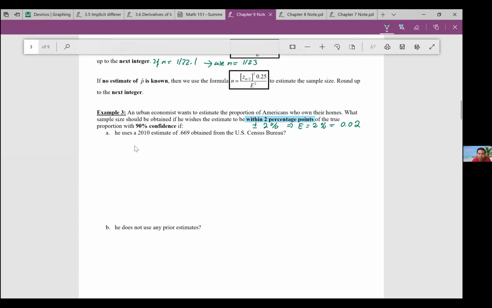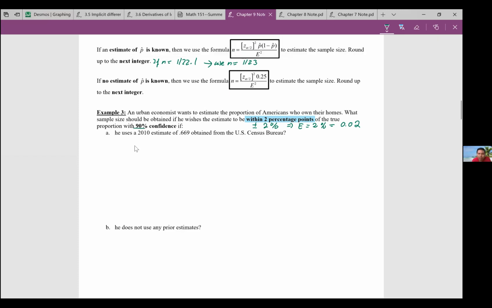And then we have 90% confidence. So why do we need that? Well, we need that because we have to find Z, right? So that's the only reason we need 90% confidence. All right, part A. He used 2010 estimates of 0.669 obtained from the U.S. Census Bureau, right? So this guy here is P hat.